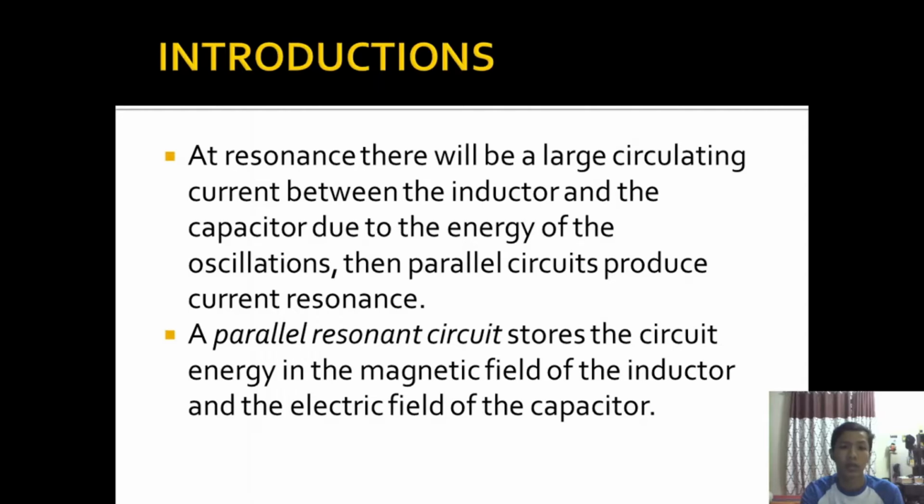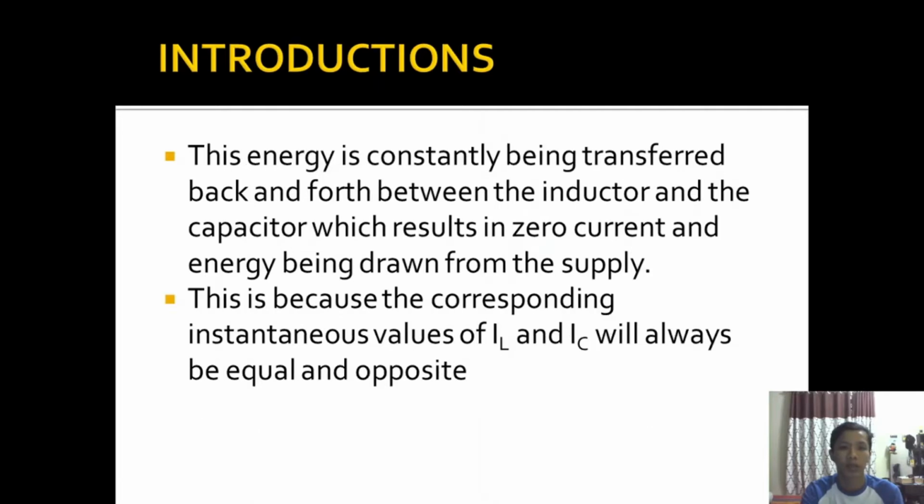A parallel resonance circuit stores the circuit energy in the magnetic field of the inductor and the electric field of the capacitor. This energy is constantly being transferred back and forth between the inductor and the capacitor, which results in zero current and energy being drawn from the supply. This is because the corresponding instantaneous values of IL and IC will always be equal and opposite.